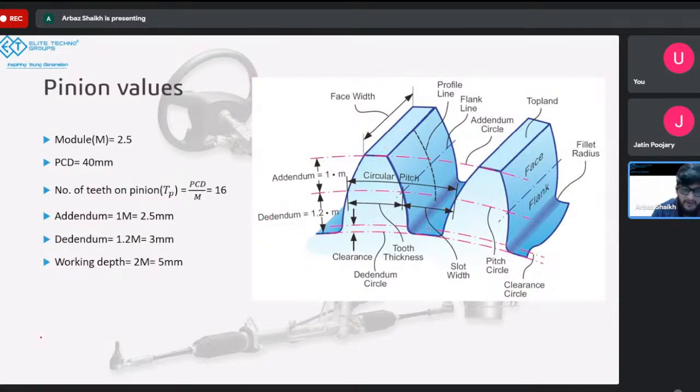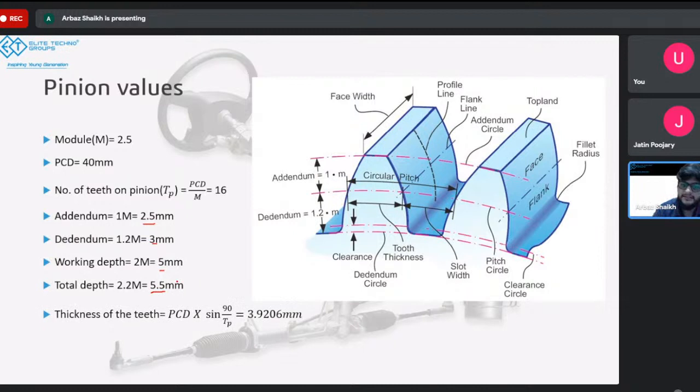Okay. Next is the tooth depth. Now, when we talk about tooth depth or total depth, it is the addition of addendum plus dedendum, like I said, right? So the addition of addendum plus dedendum is 5.5. If you remove the working depth, you get the clearance value.